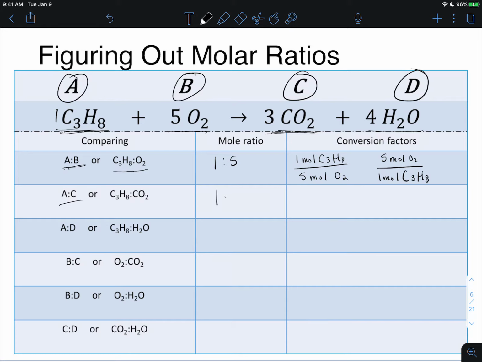Comparing A and C, comparing our propane to our carbon dioxide. This is going to be a 1 to 3 ratio. And this is going to bring us to 1 mole of propane on top, 3 moles of carbon dioxide. Our other option, carbon dioxide on top, and our propane on the bottom.